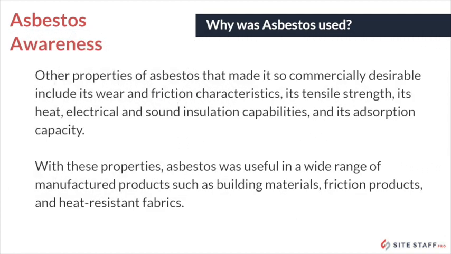Other properties of asbestos that made it so commercially desirable include its wear and friction characteristics, its tensile strength, its heat, electrical, and sound insulation capabilities, and its absorption capacity. With these properties, asbestos was used in a wide range of manufacturing products, such as building materials, friction products, and heat-resistant fabrics.